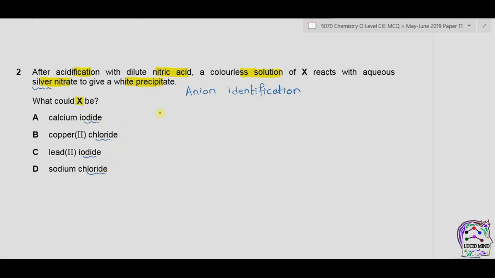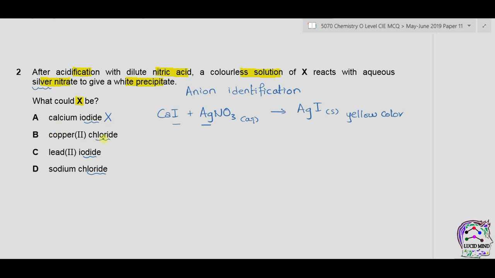First one is calcium iodide. So when calcium iodide is put in aqueous silver nitrate in the presence of nitric acid, the precipitate that is formed is silver iodide. And silver iodide is yellow in color. We need a white precipitate, so therefore A is incorrect.